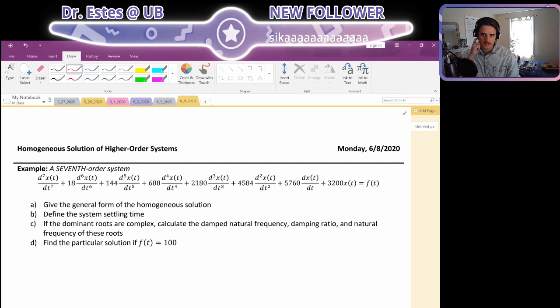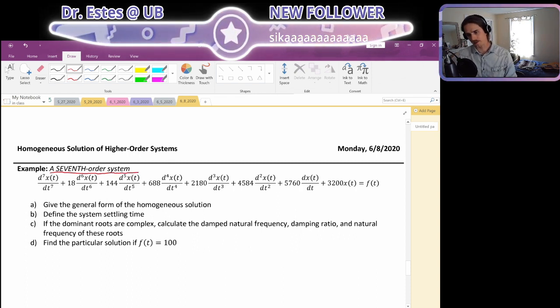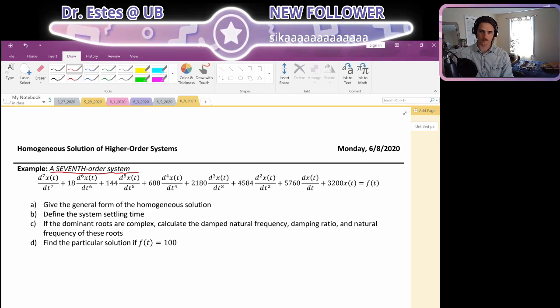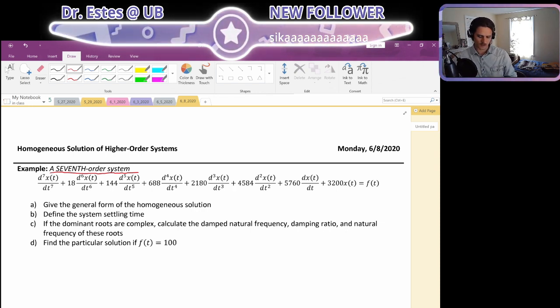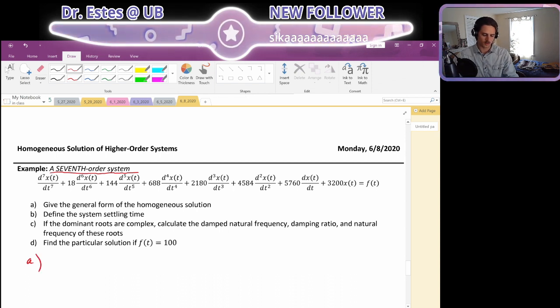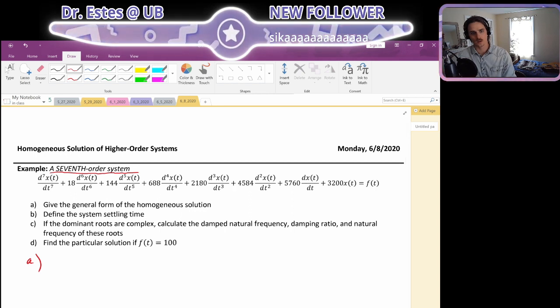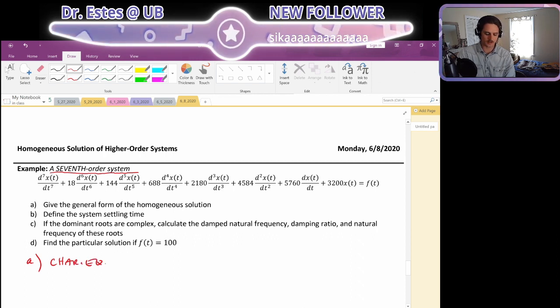We have a 7th order system here. But at this point, I think nobody should be intimidated by a 7th order system in itself, because we know how to deal with it. So let's first get the general form of the homogeneous solution. To do that, we need to get the characteristic equation.